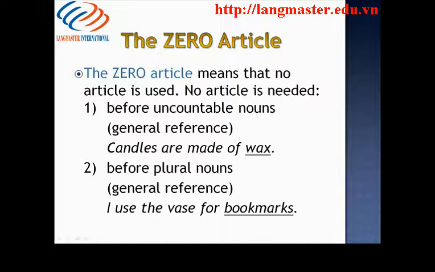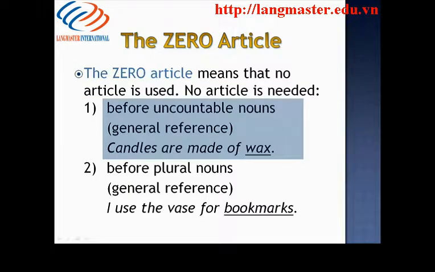By now, I hope you have a better understanding of indefinite and definite articles, but there is a third choice, no article. When a book or teacher talks about the zero article, it means that no article is used. No article is needed before uncountable nouns used to make a general reference. For example, candles are made of wax. Wax is a non-count or uncountable noun. We can't count it. And I'm talking about wax in general. I'm not talking about a specific wax or a particular kind of wax. Candles are made of wax.